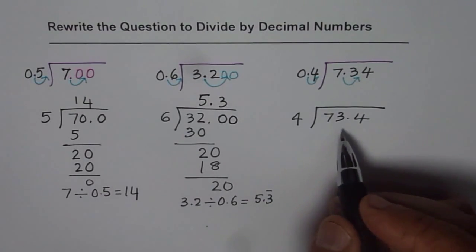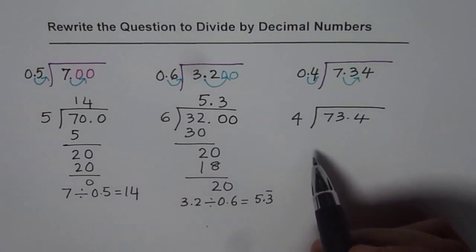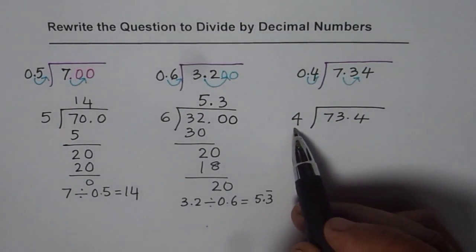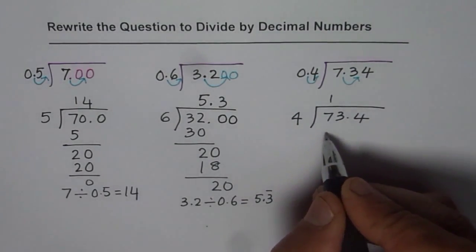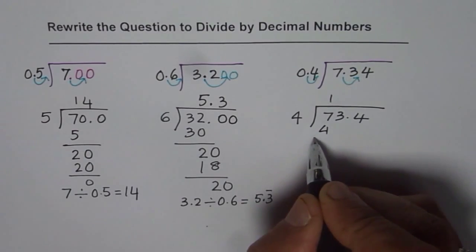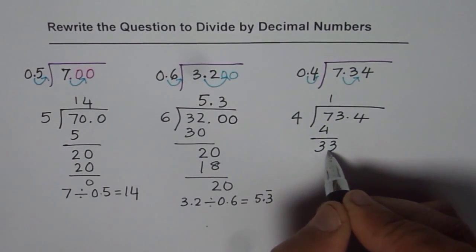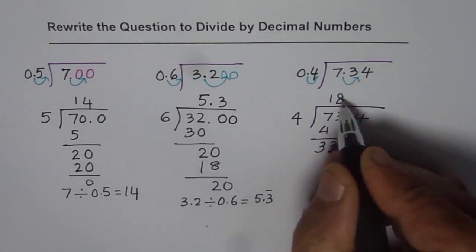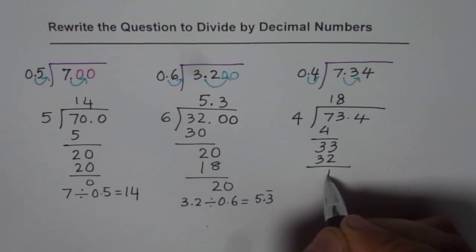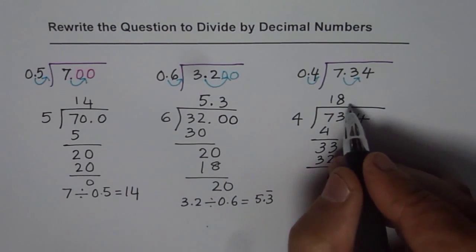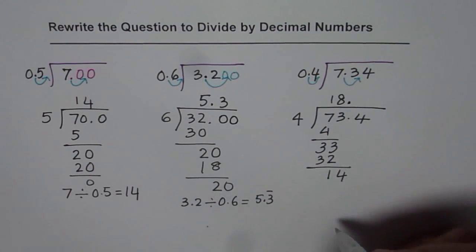Okay, last one. 7.34 divided by 0.4 was written as 4 divides into 73.4. 4 will go one time. 1 time 4 is 4, which is less than 7. If you take away, you get 3. Bring down 3. 4 times 8 is 32. Take away, 1. Bring down a number after the decimal, so we have to put a decimal. First put the decimal, then bring the number down, right?